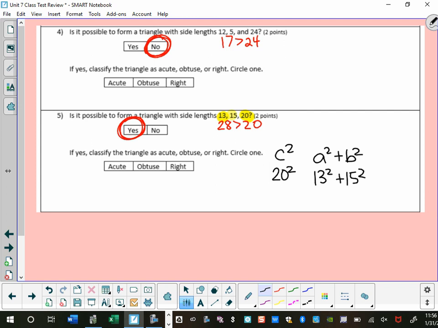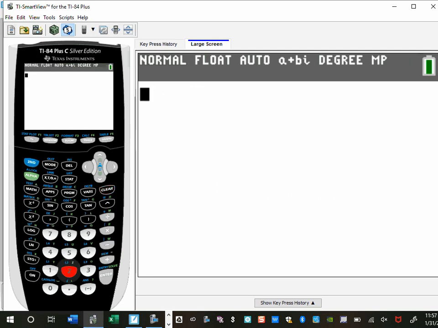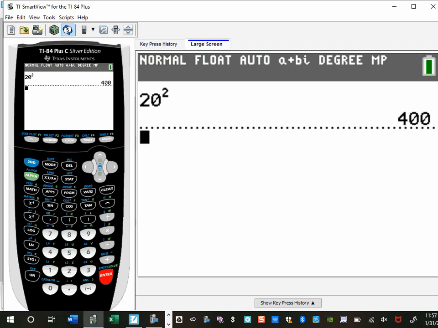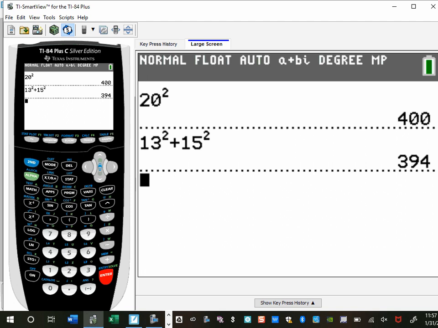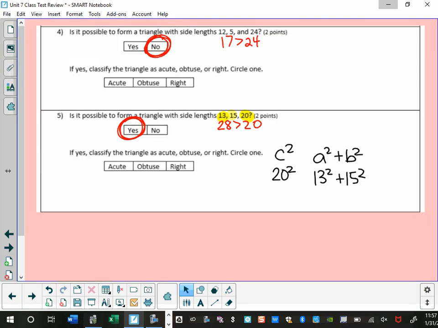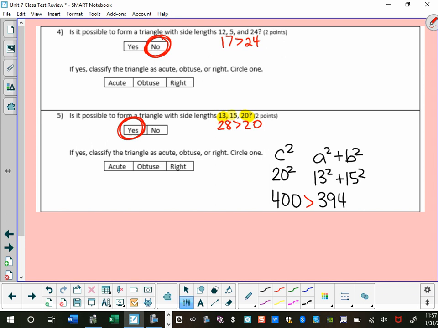All right, what's 20 squared? 400. Alright, so then let's do 13 squared plus 15 squared. We get 394. So this was 400, this was 394. The sign I'm going to put there is greater than, because 400 is greater than 394. Would that be acute, obtuse, or right? That would be obtuse.